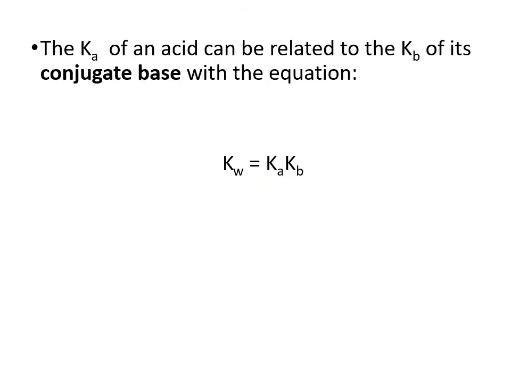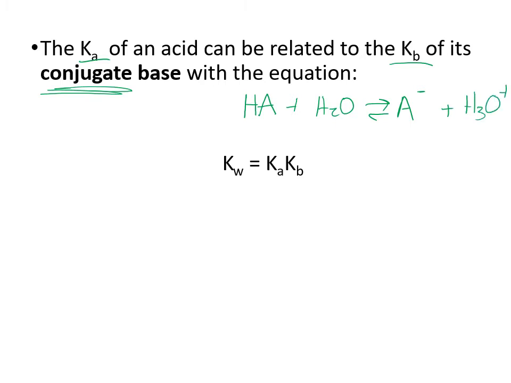So the Ka of an acid can be related to the Kb of its conjugate partner. If we had an acid, let's take our generic acid, a hydrogen attached to an anion, and it goes through a reaction, actually let's put water in this time. So let's say it goes through with water. In this case, water is going to be acting as the base, and you'll be left behind with this anion, and you're forming a hydroxide ion. So this acid and this anion, they are conjugate partners. They differ only by a hydrogen ion.